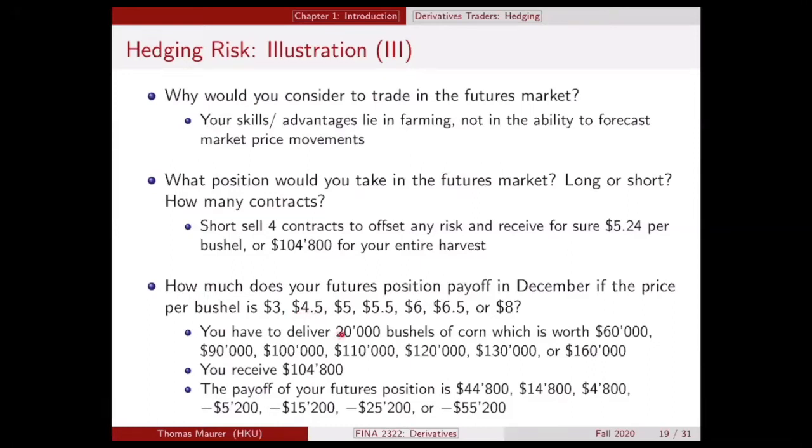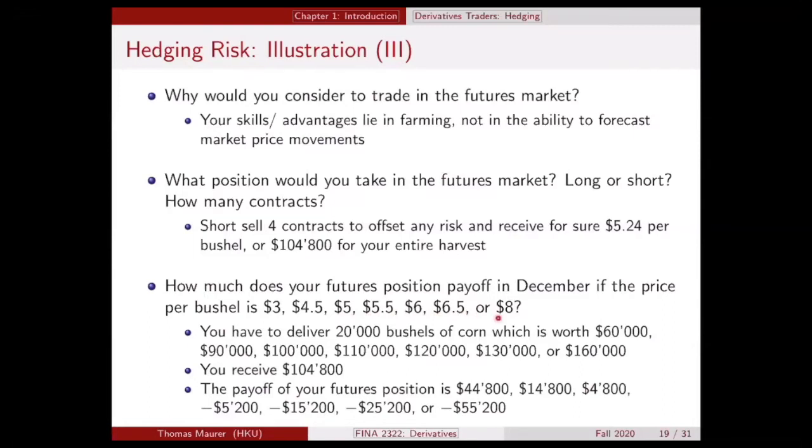Well, now the 20,000 bushels which he has to deliver in December is going to be worth 20,000 times 4.5, which is $90,000. Again, he was promised to receive the fixed futures price of $104,800. So the difference is a gain of $14,800. So again, the offsetting long position will transfer $14,800 to the farmer who has that short position in the futures. And you can go through all these examples with all these different corn prices.